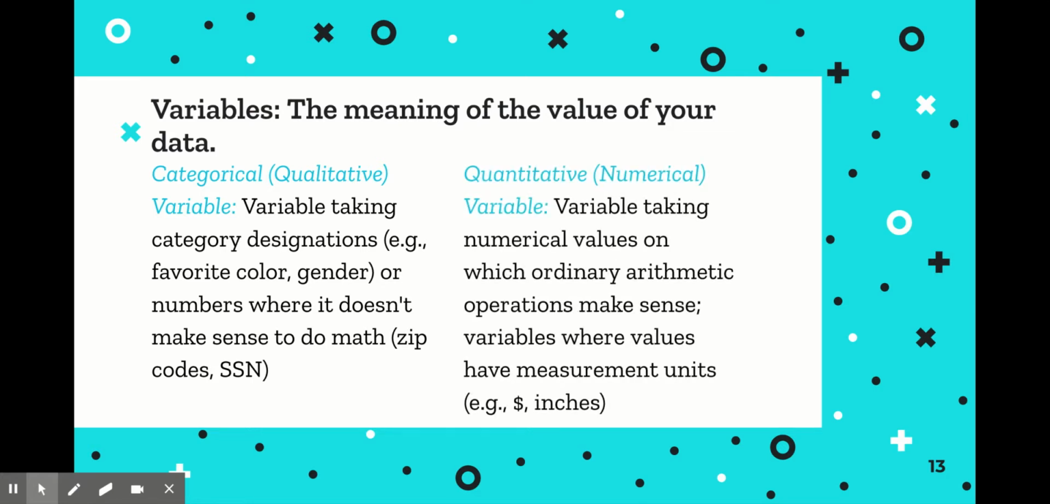Quantitative or numerical variables is a variable taking numerical values on which ordinary arithmetic operations make sense. Variables where values have measurement units, for example, money or inches. Also, I think of this as you need some type of mechanism to measure this type of data.